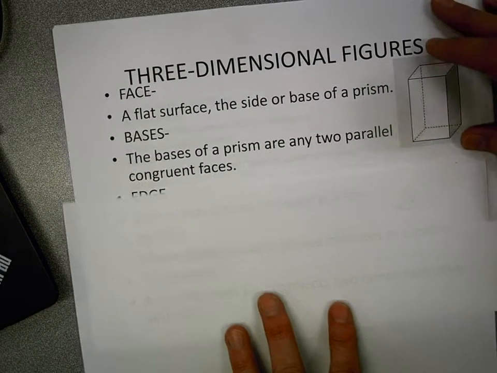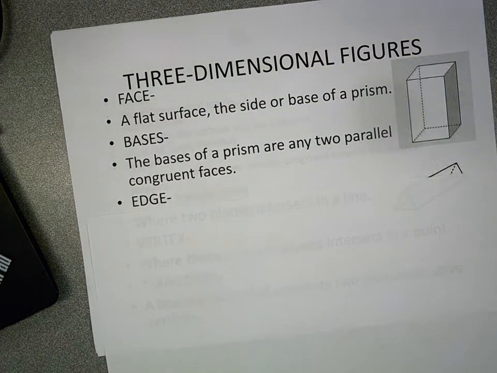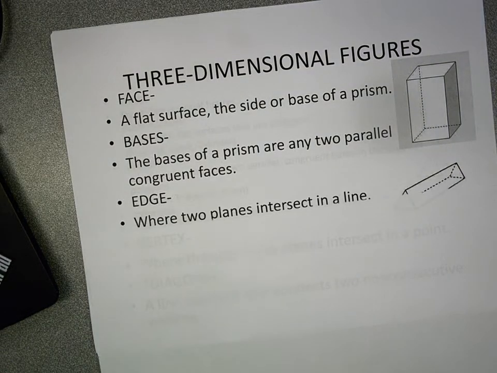Okay, so with that said, let's talk about our next word, edge. Everyone? Edge. So here's what an edge is. This is what your book says it is. It's where two planes intersect in a line. Basically, if you're talking about a plane, it's one of the faces. Think about it as where two faces hit each other. It's almost common sense if you think about it.